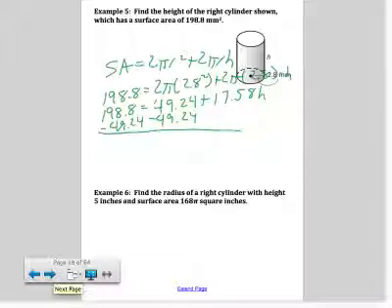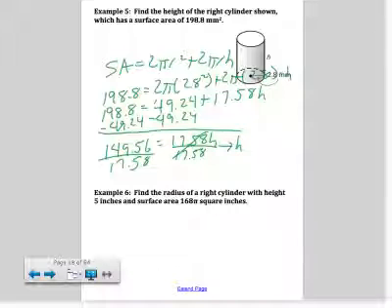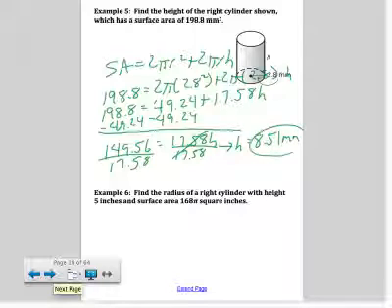So I get 198.8 minus 49.24. 149.56 equals 17.58 h. Divide both sides by 17.58. Cancel. And so this is going to tell me that my height is 149.56 divided by 17.58. I get 8.51. And again, don't forget units. The height is 8.51 millimeters.